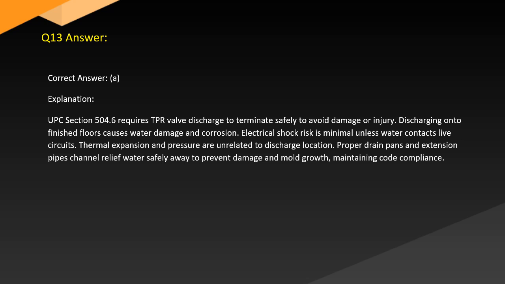Answer. Correct answer: A. Explanation. Section 504.6 requires TPR valve discharge to terminate safely to avoid damage or injury. Discharging onto finished floors causes water damage and corrosion. Electrical shock risk is minimal unless water contacts live circuits. Thermal expansion and pressure are unrelated to discharge location. Proper drain pans and extension pipes channel relief water safely away to prevent damage and mold growth, maintaining code compliance.